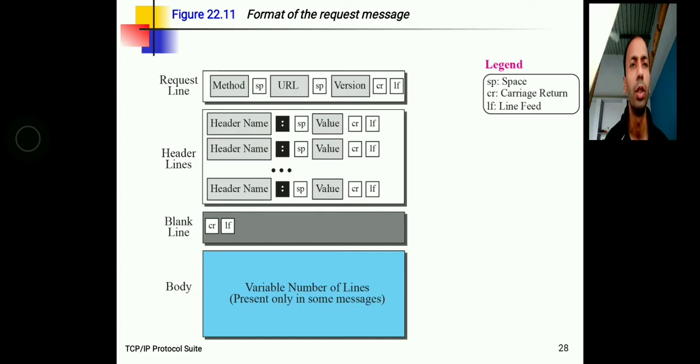After the method you will see SP. SP stands for space, meaning all these parameters are separated by a space. Then if you see the header part, you will see the header name, colon, then space, followed by the value which is assigned to that header name. After that, carriage return and line feed to separate the different lines. So the request line has different parameters like method, URL and version. The header lines contain different types of headers. Then the next one is a blank line, and the last one is the body part, which has a variable number of lines depending upon the request.